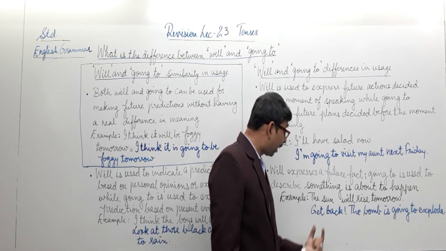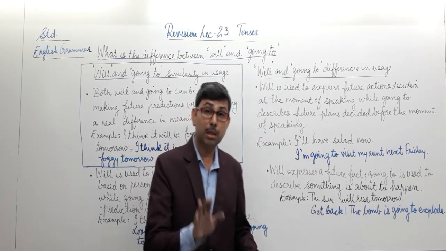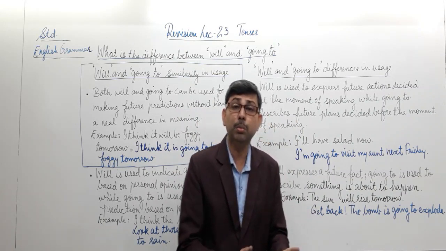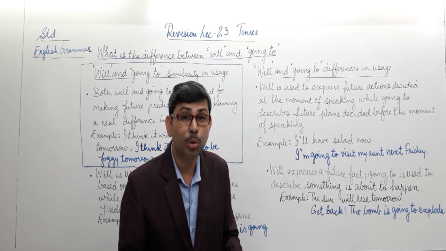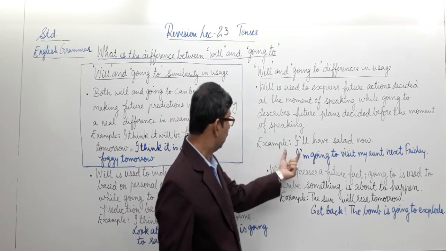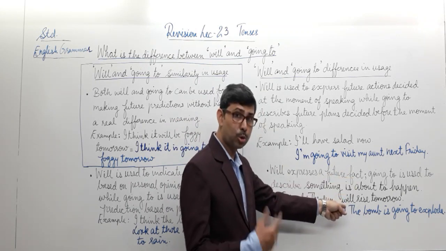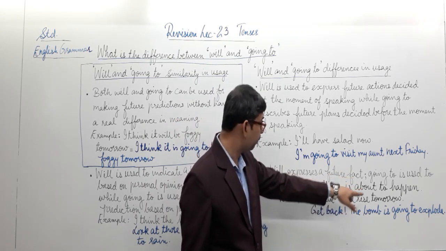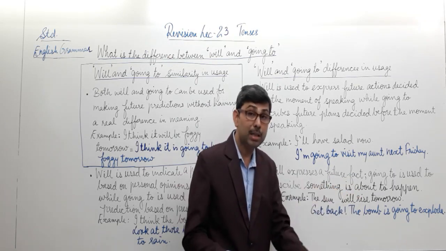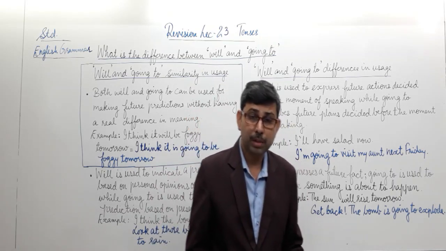Otherwise, get back. The bomb is going to explode. So you are alerting someone, making someone alert, get back, don't stay there, the bomb is going to explode. You are not saying it will explode, you are not sure about that. So the first sentence was about expressing a future fact, right? It's a fact that the sun is going to rise tomorrow. And the second thing is, get back, the bomb is going to explode, something is about to happen. You don't know, it will take 2 seconds, 5 seconds, or it may not even explode, isn't it?